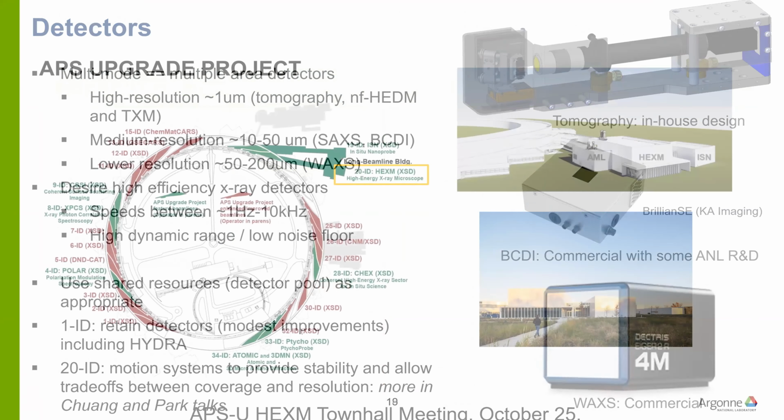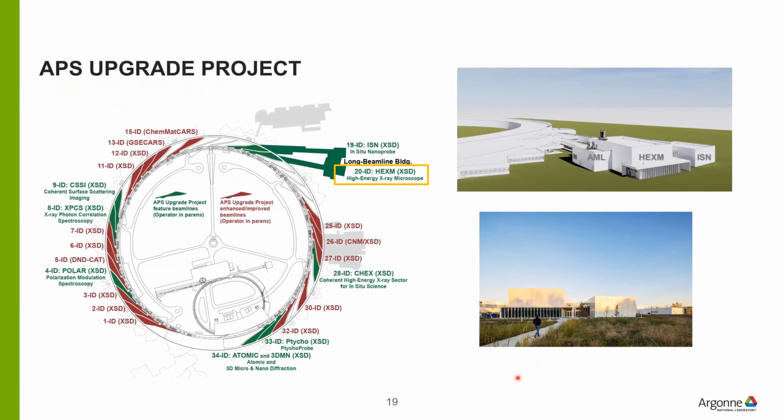Let's skip this slide. So now if I switch over a little bit to our APS upgrade project and how all these techniques that we are hoping to realize will be deployed. One of the main things that we are working on right now is the HEXM beamline, the high energy X-ray microscope beamline, located at 20 ID, all the way across on the other side of the APS.